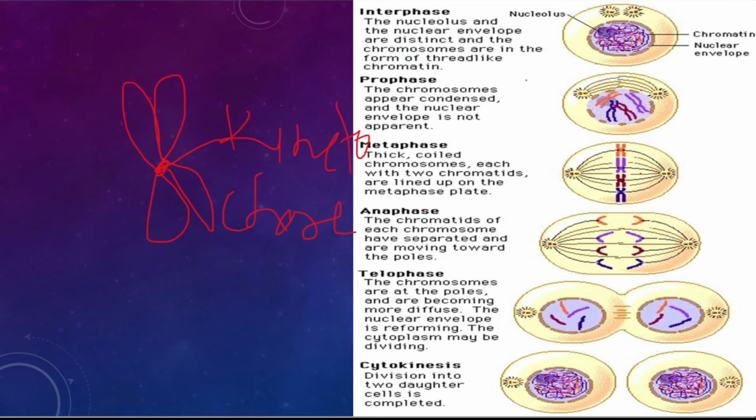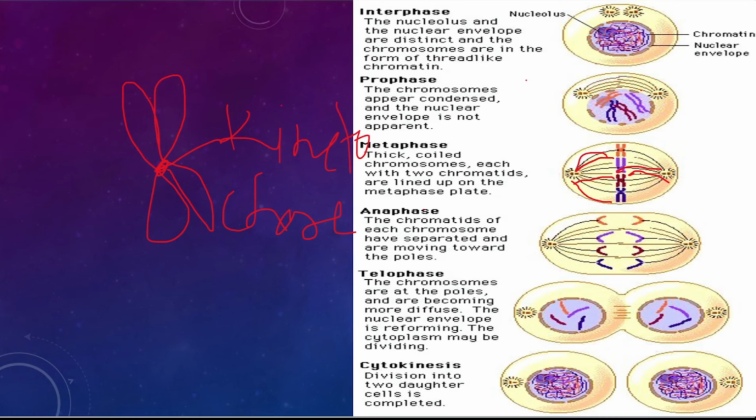Kinetochore. And this kinetochore is joined with the microtubular rays coming from the centrioles. They join themselves on the kinetochore of the chromosome. And in the anaphase, the chromatids of each chromosome have separated and are moving towards the poles. And this microtubular structure and rays, they will separate the sister chromatids, and they take them to the opposite poles. You can see here the opposite forces pulling chromatids from each other.